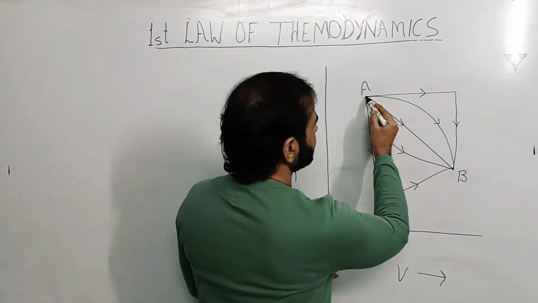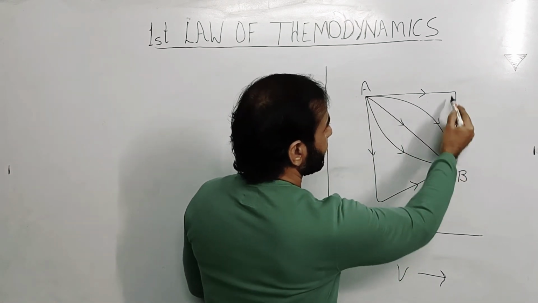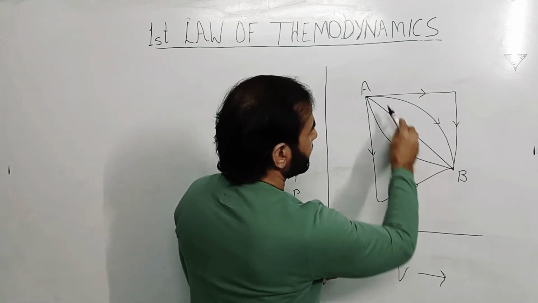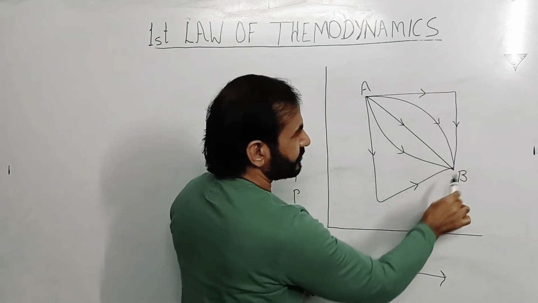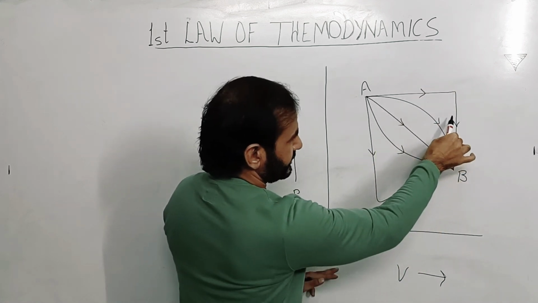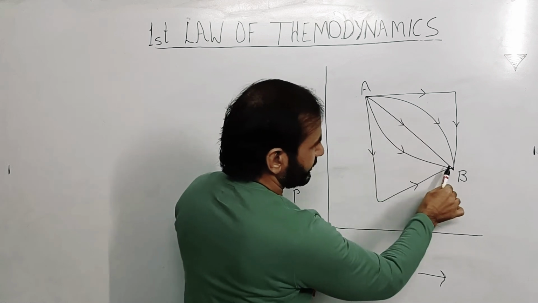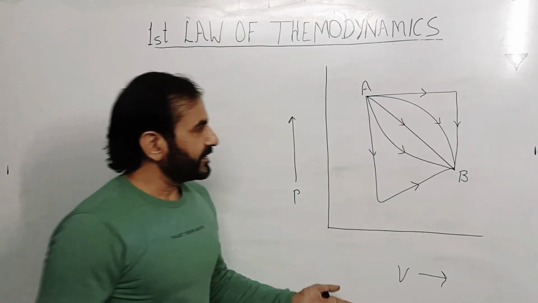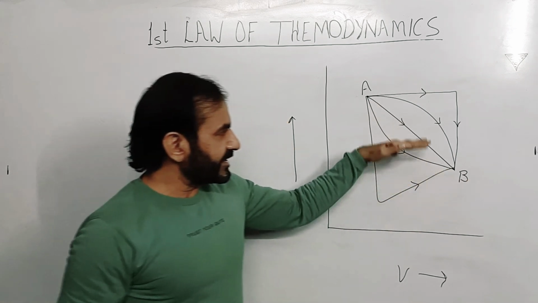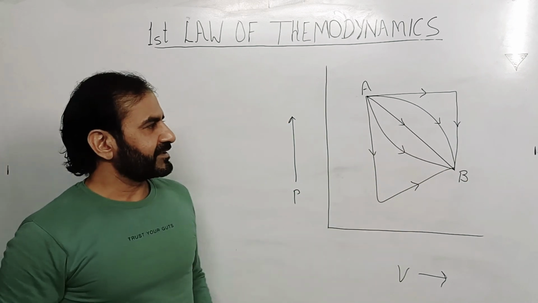If this system goes via this path, then work done is given by the area enclosed by the graph with the volume axis. Via this path, work done is more because area is more. Via this path, work done is less than previous. Via this path, work done is again less. And via these paths also you can consider that area is different. That's why work done is different.